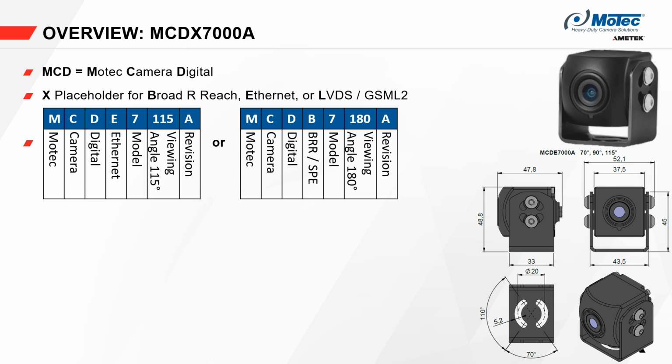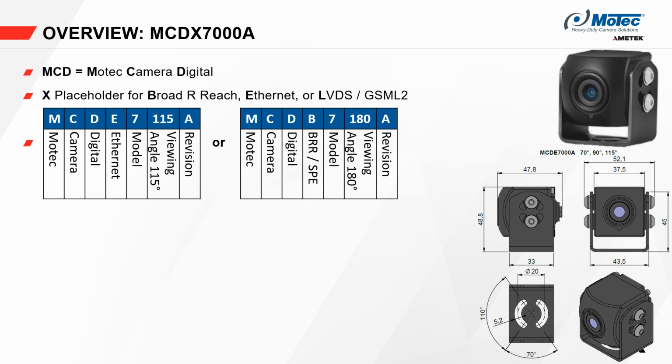The MCDx in the camera's name stands for Motec Camera Digital, and then the X is a placeholder for the camera's physical interface. It can be a B, which stands for broader reach, an E, which stands for Ethernet, or even an L, which represents our LVDS GSML2 version of the camera. The 7 in the 7000 stands for the camera's device family, which is our compact streaming camera without AI or image processing features. All these 7000 models come with the same physical specification and very similar features.